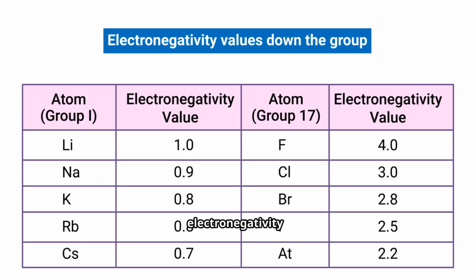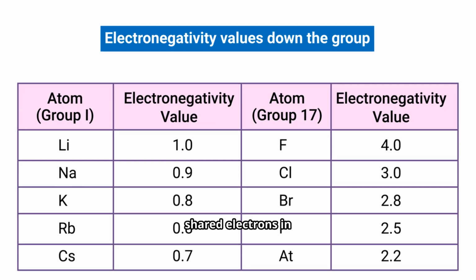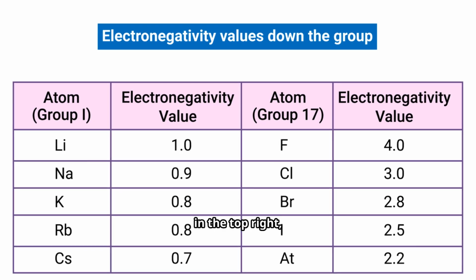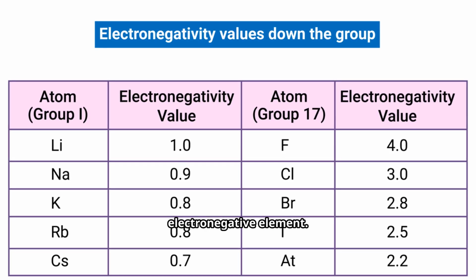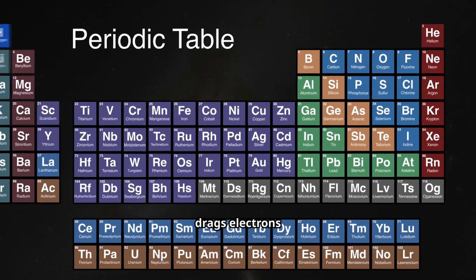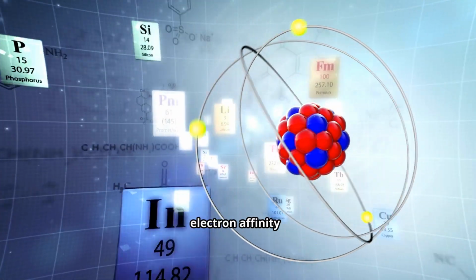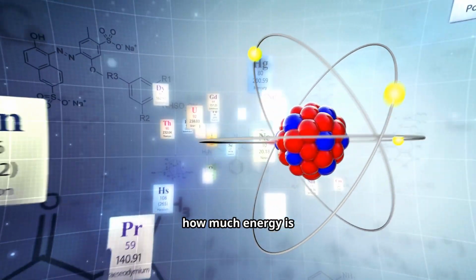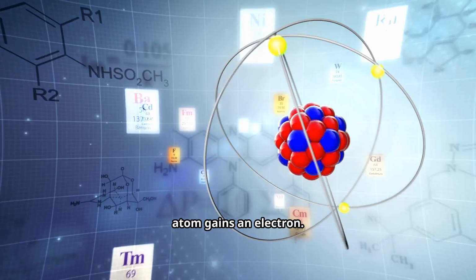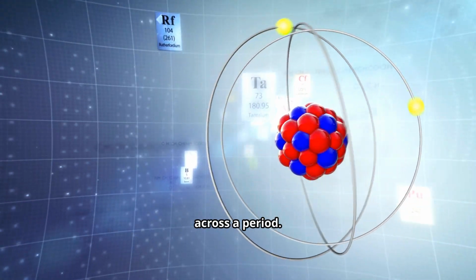Third, electronegativity. An atom's pull on shared electrons in a bond. Fluorine, in the top right, is the most electronegative element. It practically drags electrons toward itself. Fourth, electron affinity. How much energy is released when an atom gains an electron? This also increases across a period.